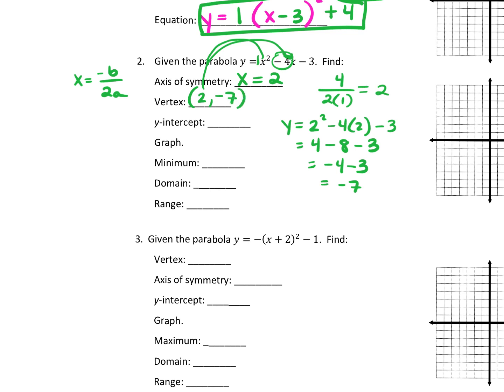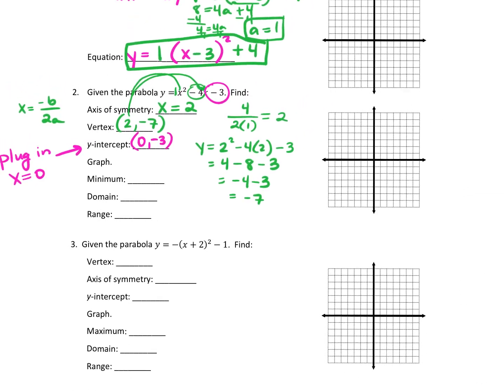Okay, if you recall, in this form, you can actually see your y-intercept right now. Your y-intercept is always that c value. So (0, negative 3), or you can just write it as negative 3. If you don't remember that, you can always find a y-intercept by plugging in x equals 0. If you plug a 0 in for your x, you will always get a y-intercept.